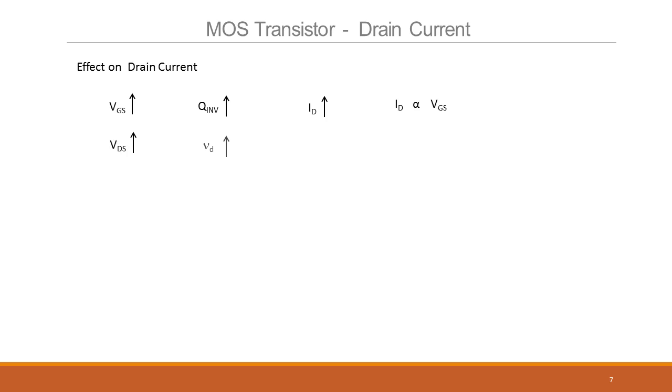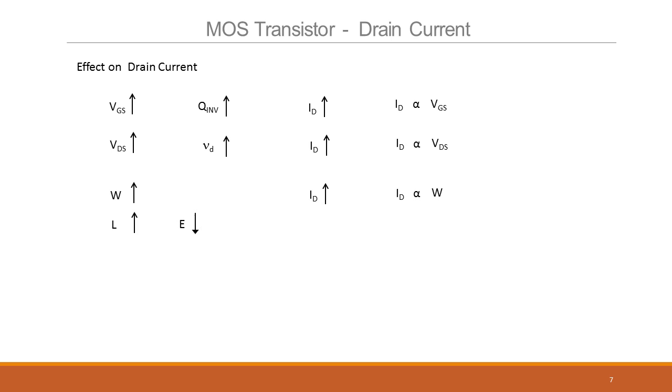When VDS increases, the drift velocity increases because the field increased, which also increases ID. So ID is also proportional to VDS. If width increases, ID will increase because there is more cross-sectional area. The amount of Q inversion increases because the width does increase. So ID is proportional to W.